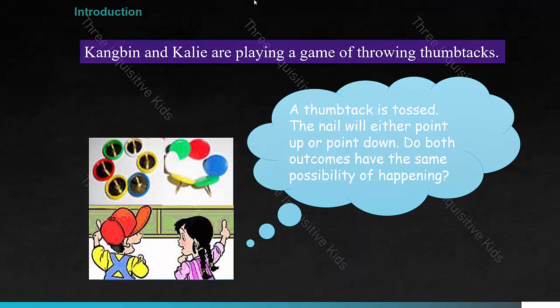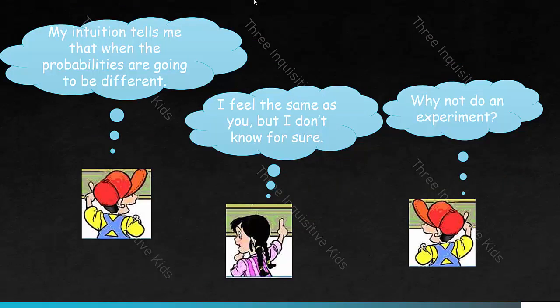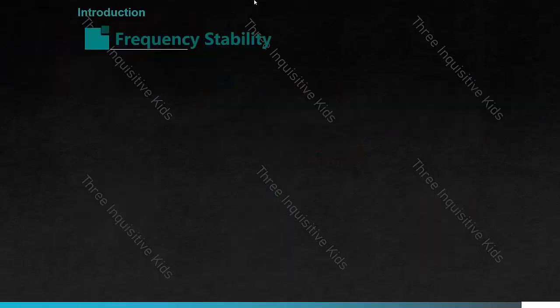Combin and Kalie are playing a game of throwing thumbtacks. The nail will either point up or down. Do both outcomes have the same possibility of happening? So Combin says that his intuition tells him that the possibilities are going to be different. Then Kalie says, I agree, but I don't know for sure. So Combin decides to experiment.